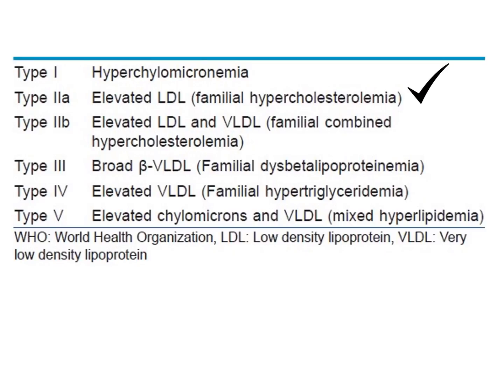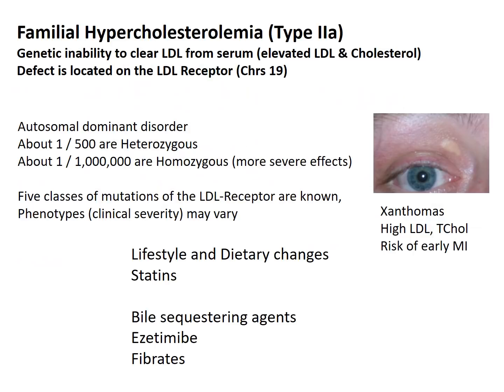All right, so let's talk a little bit about type 2A, the individual who has markedly elevated LDLs. Remember, the LDLs are high in cholesterol ester, so if their LDL levels are up, their cholesterol levels are going to be sky high as well. Here's type 2 familial hypercholesterolemia, type 2A. It's a genetic disorder, and the problem is they have a genetic mutation that leads to lack of the LDL receptor.